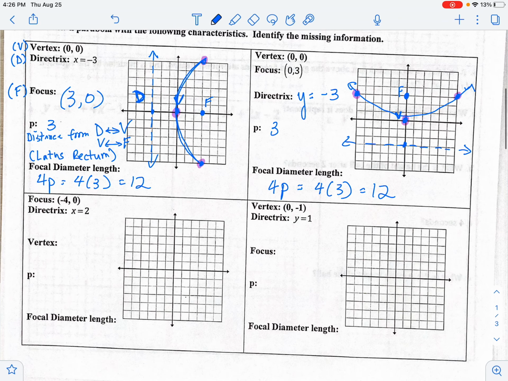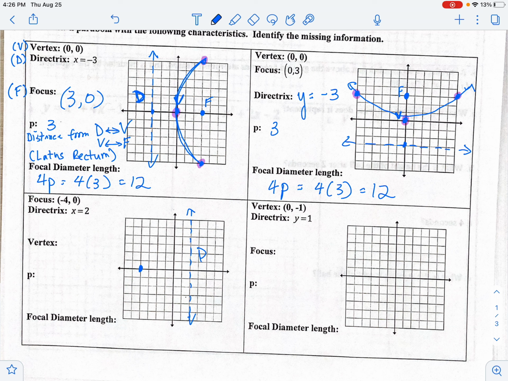Right, 2 more examples. Pretty much the same thing. I'm going to go through it a little bit quicker just so you can see another example. Okay. Focus, -4, 0. So it'd be -4, 0 here. My directrix is at x equals 2, right here.